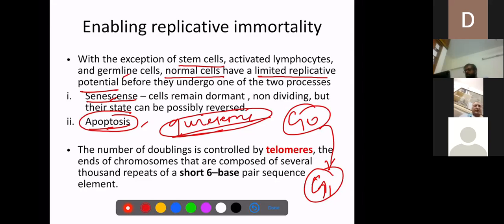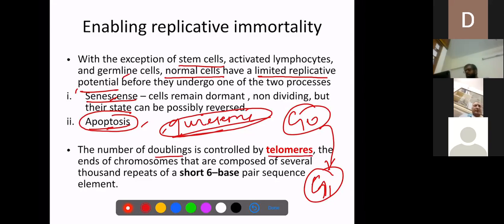A question may be asked. There is a question interrelating quiescence and senescence in the data review. Okay, so the number of doublings means the number of divisions. Once the cell divides, it is going to be 2 cells. That is doubling. So this is controlled by what are called telomeres.